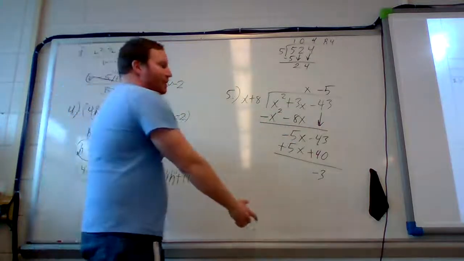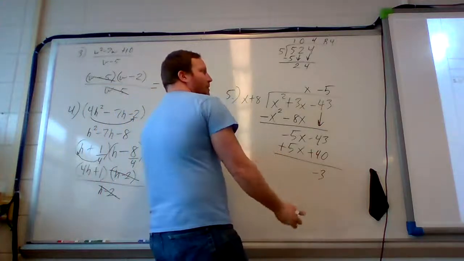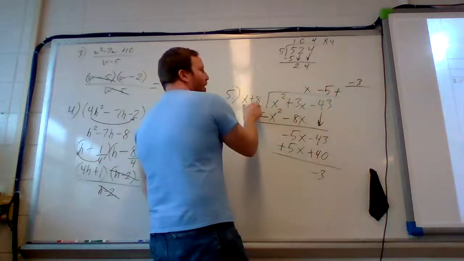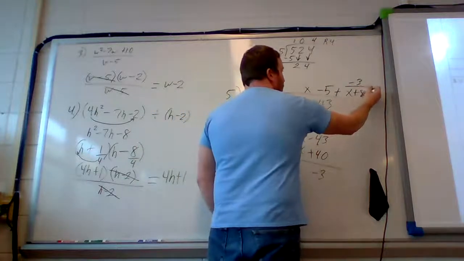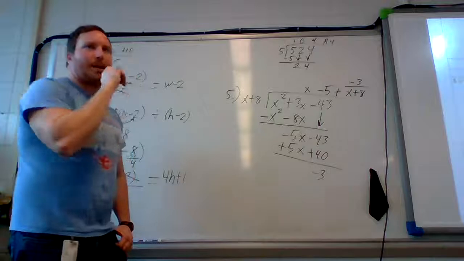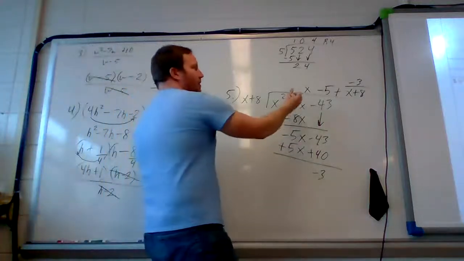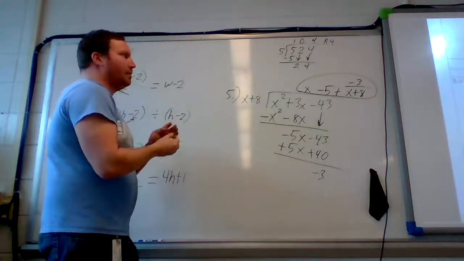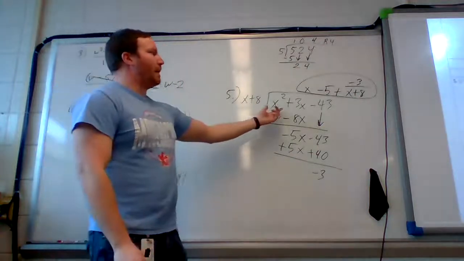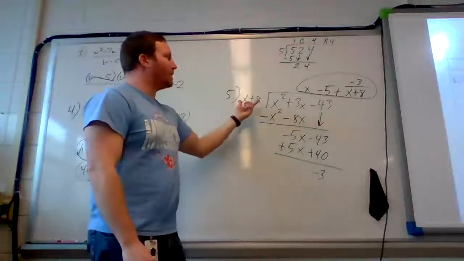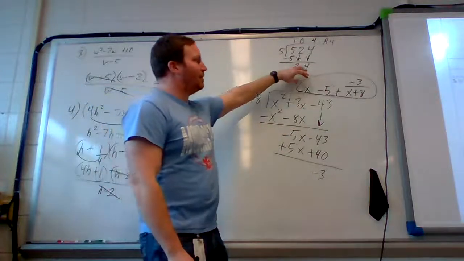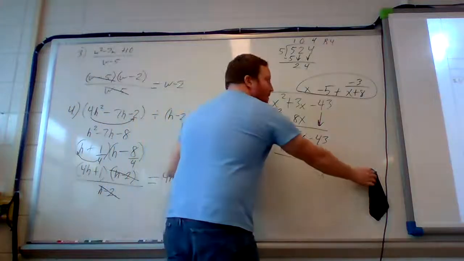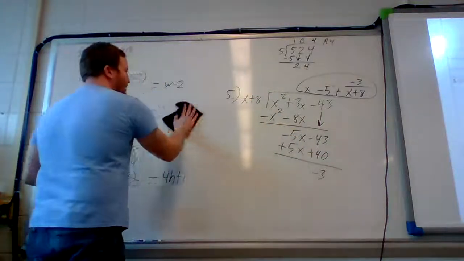So the remainder is negative 3. So what we're going to do is we're going to say plus negative 3 over what we're dividing, that x plus 8. And then we're done. Here is our answer after our long division. So when we have x squared plus 3x minus 43 and we divide by x plus 8, we get the answer of x minus 5 plus a negative 3 over x plus 8.